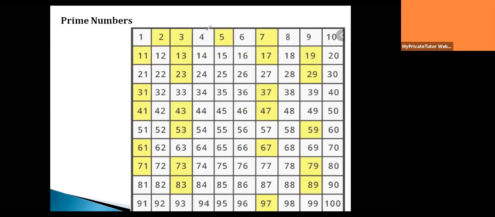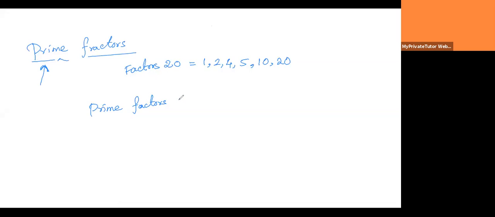Can you tell me what are the prime factors of 20? 1 is not a prime number, so we are not taking that. 2, yes. 4 is not a prime number, isn't it? 5 is a prime number. 10 is not, 20 is not. What are the prime factors of 20? 2 and 5. Hope you guys understand this.